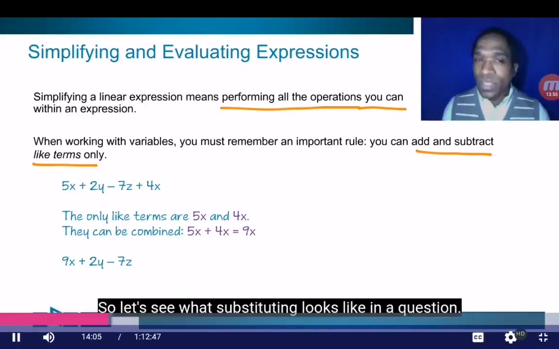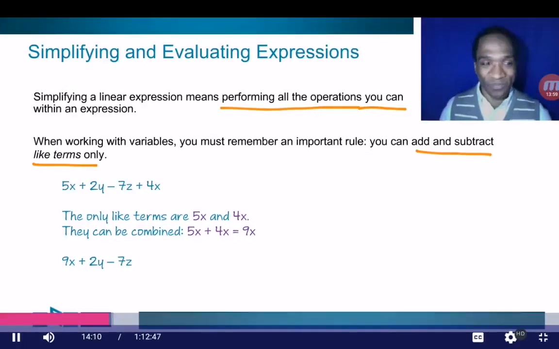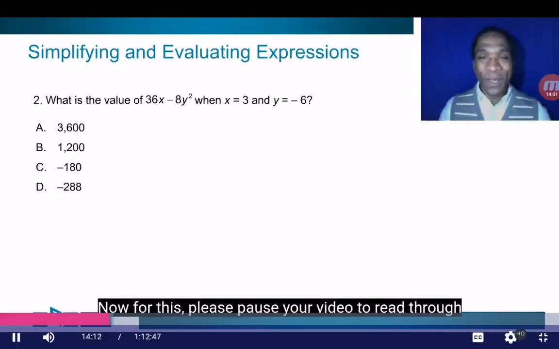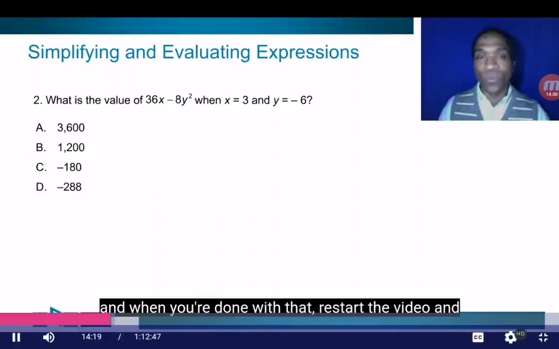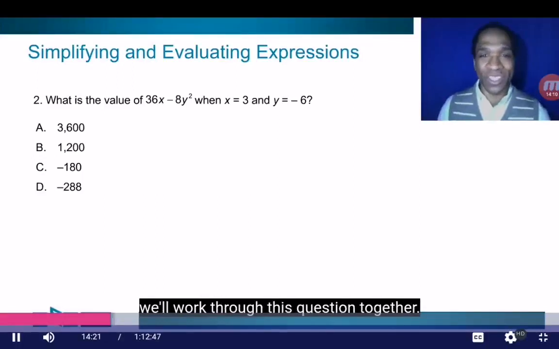expressions. So let's see what substituting looks like in a question. Now for this, please pause your video to read through the question stem, take a look at the answer choices, and when you're done with that, restart the video and we'll work through this question together.